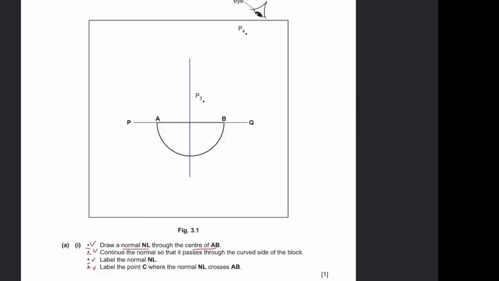Bullet point 2, continue the normal so that it passes through the curved side of the block. This is the curved side of the block and we have already drawn our normal passing through it. Next, point 3, label the normal NL. You can label it at the top or at the bottom, it doesn't matter. And for your last bullet point, label the point C where the normal NL crosses AB. So the normal NL crosses AB at this point.